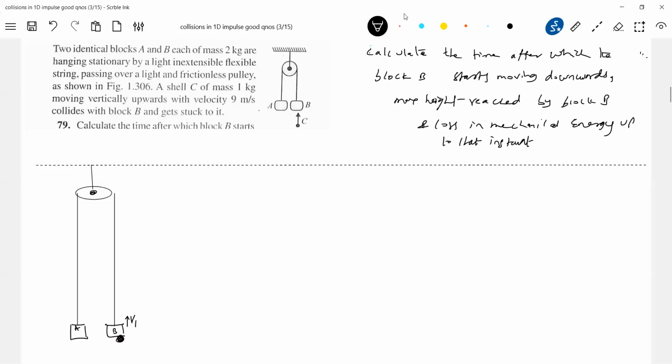What should happen to the string now, the very next moment? The string will become loose because B starts moving up. As the string becomes loose, A will have free fall motion and B will be vertically projected.